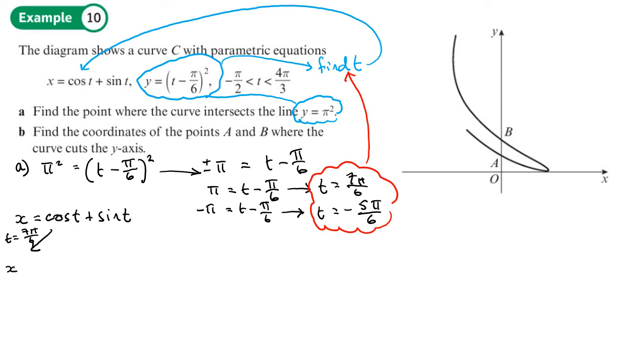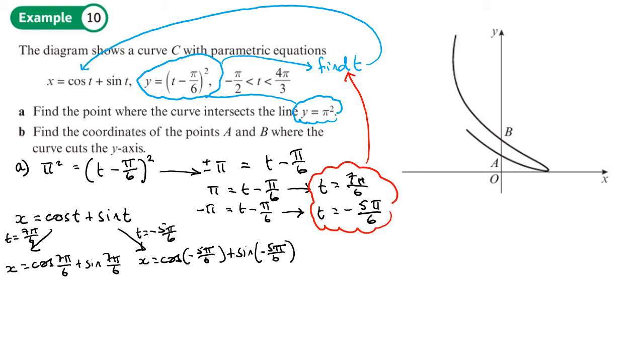So that will give us x equals cos 7π/6 plus sin 7π/6. And if we sub in t equals negative 5π/6, that will give us x equals cos(−5π/6) plus sin(−5π/6). So what we'll do here, we'll just do this on our calculator and find the answer.